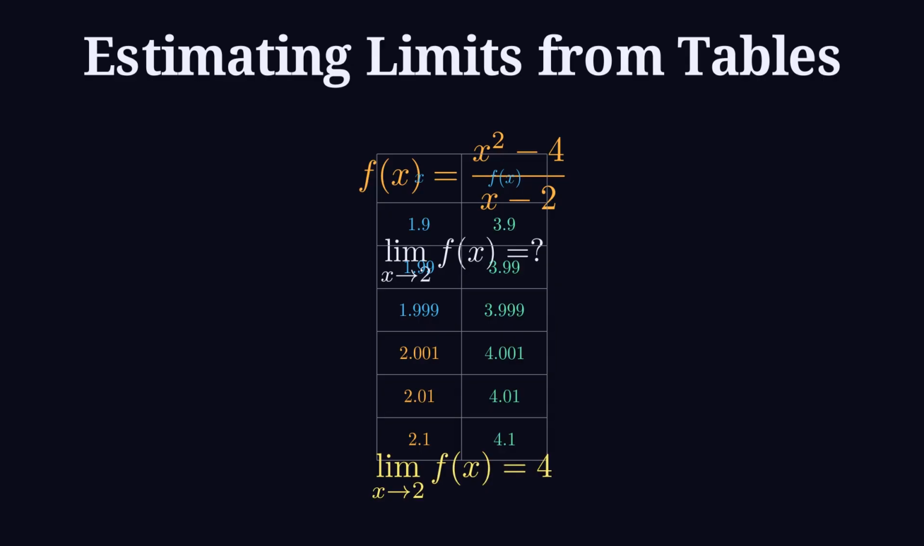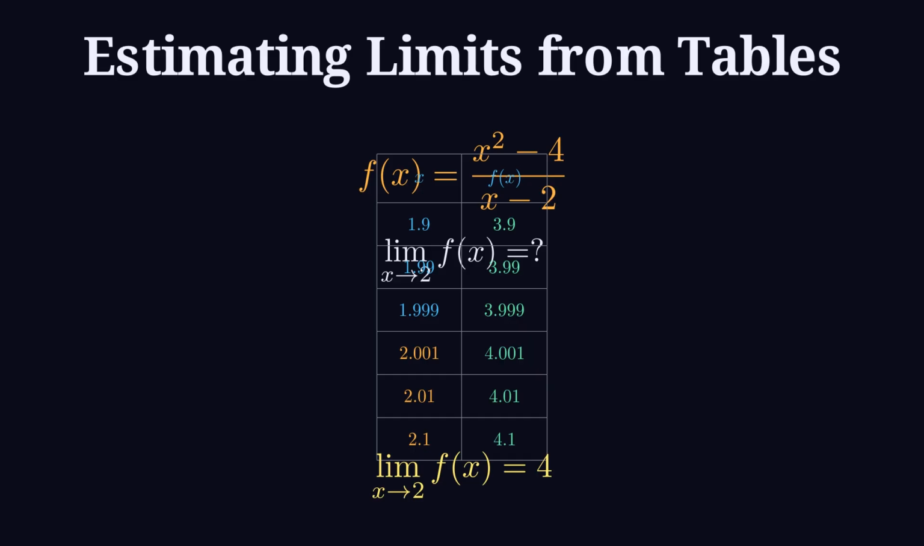The crucial rule is this: the two-sided limit exists if and only if both one-sided limits exist and they are equal to each other. If the left and right limits give different values, the two-sided limit does not exist, often written as DNE, does not exist.